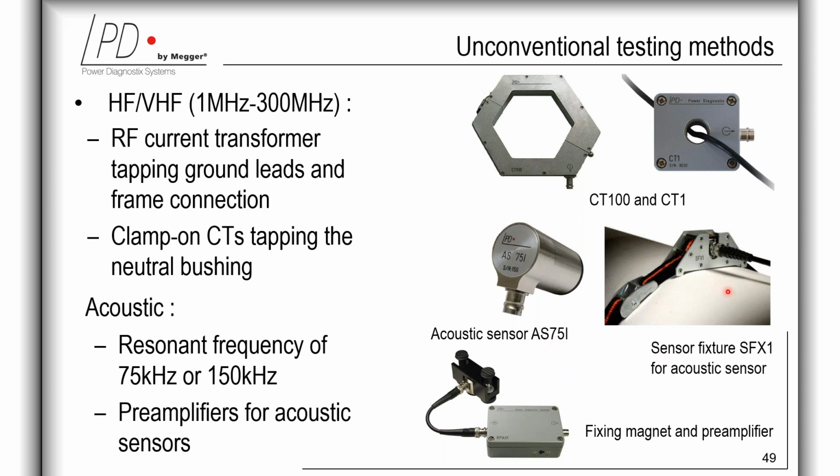Here you also see the acoustic sensor with a sensor fixture of SFX1 on a GIS. It is suited to secure the acoustic sensors on gas-insulated switchgears. And this is a picture with the fixing magnet and the preamplifier. The magnetic sensor fixtures are mainly for temporary mounting of the sensors on transformer tanks.